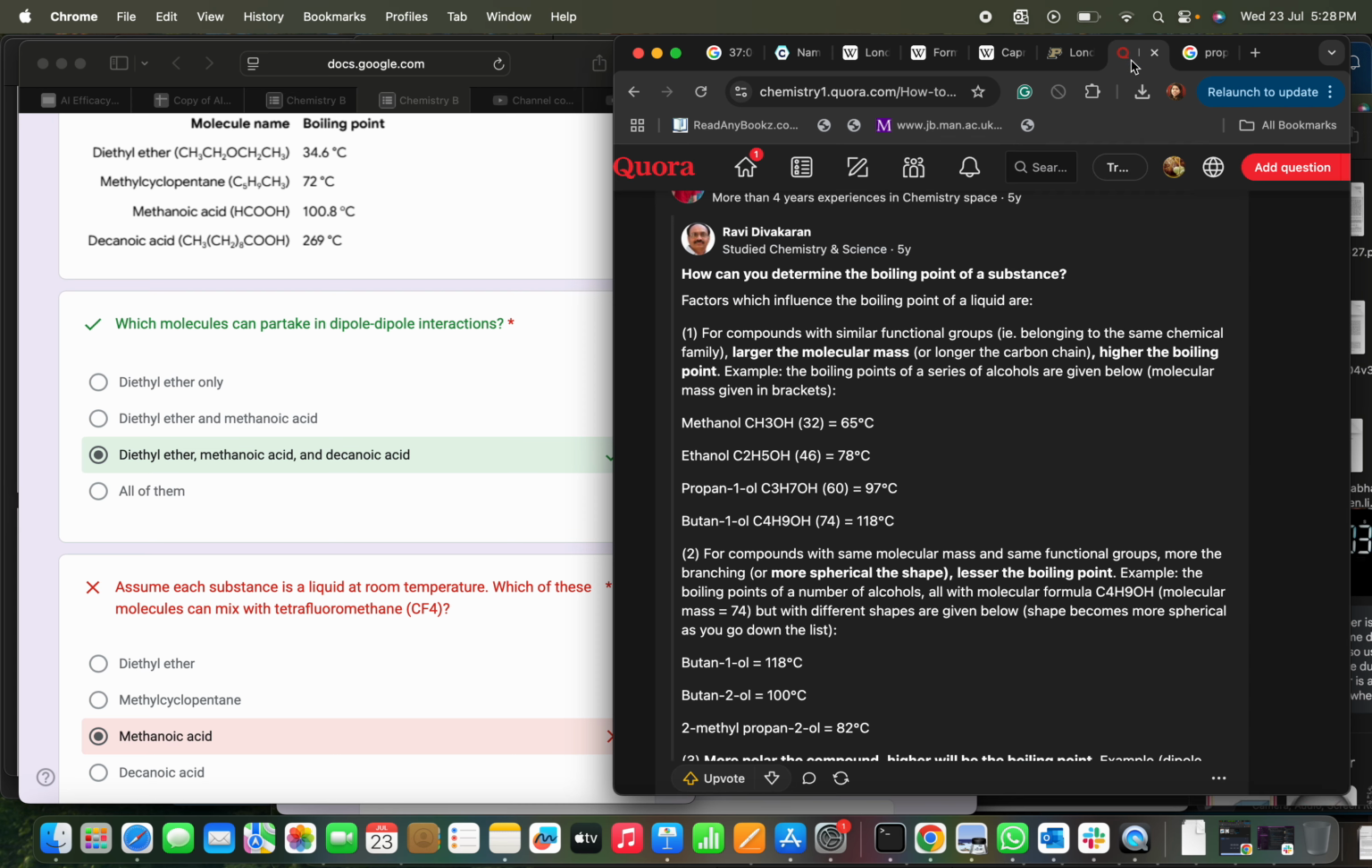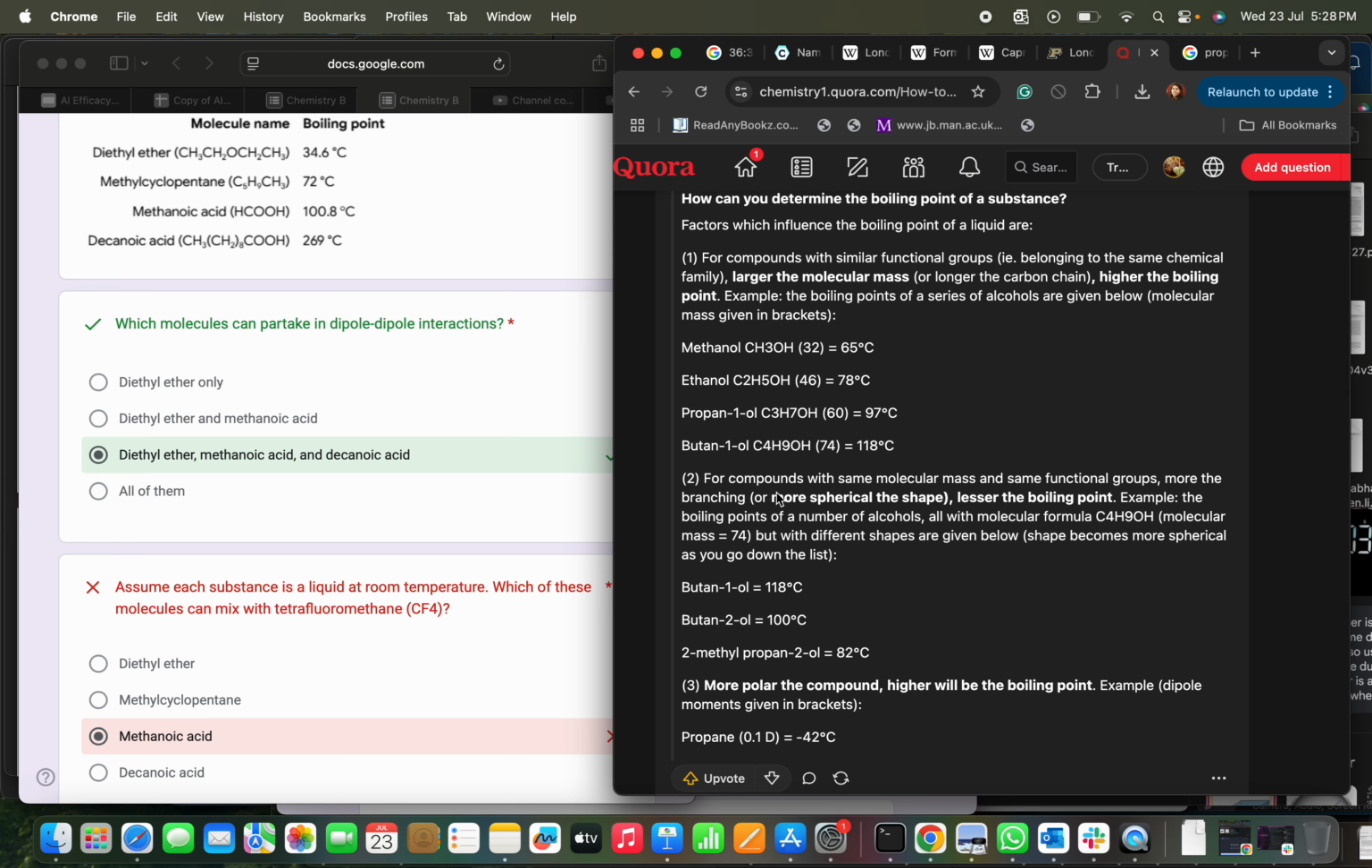So the longer the chain, the higher the boiling point. Larger the molecular mass, higher the boiling point. A series of alcohols: methanol is CH3OH, ethanol is CH3CH2OH, propan-1-ol, butanol. So as we increase the number, decanol will have the maximum. Methanol has the lowest one. Okay.